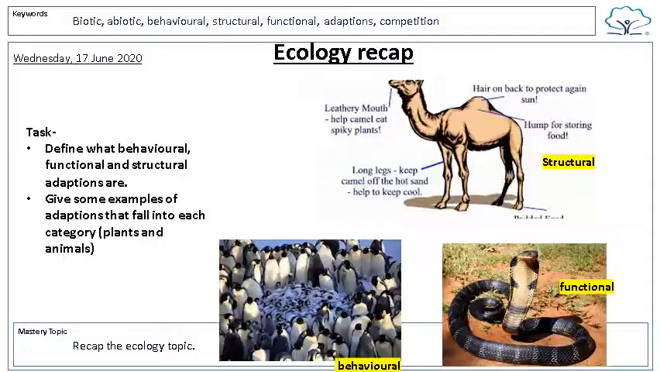So if I was to come up with some more examples of structural adaptations, I'd think about fur, colour of the fur, thickness of the fur, size of ears, for example, the size of feet, the fact that a cactus has spines, for example, that it has long roots to reach groundwater. They're all examples of structural adaptations because they're all physical features which give it an advantage in its environment.